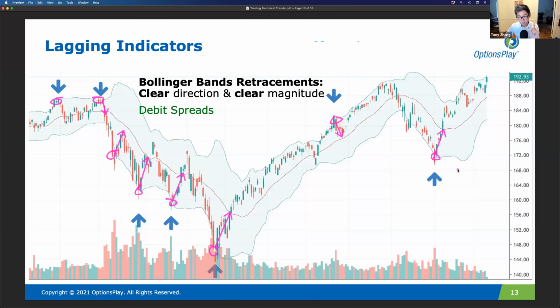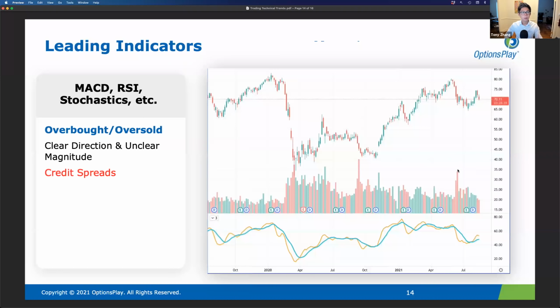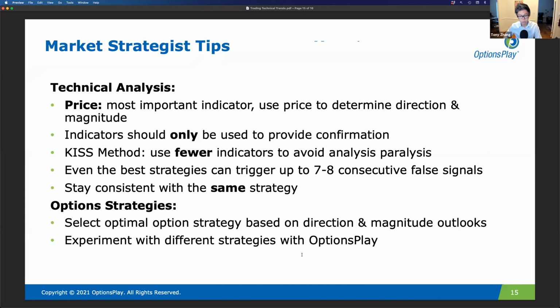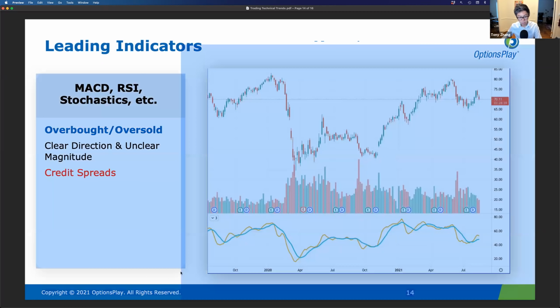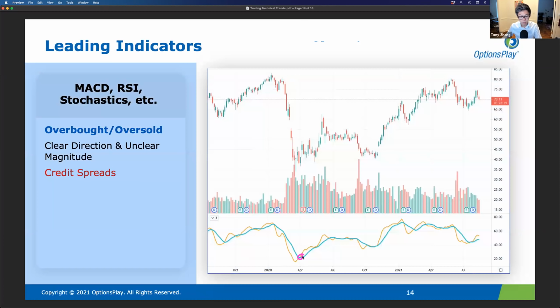Perfect. Okay, last one, leading indicators. Many of us use indicators such as MACD, RSI, stochastics. A lot of investors use these to generate signals. When you get a crossover like this, that's a buy signal. And when you get a crossover like that, that's a sell signal. And you can use them over and over again and generate all these buy and sell signals on a particular chart.